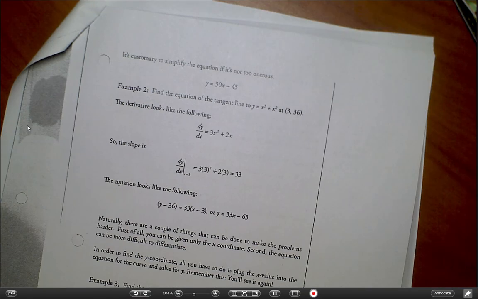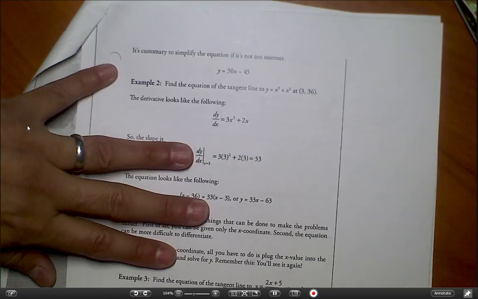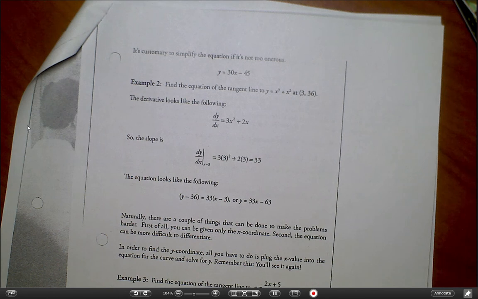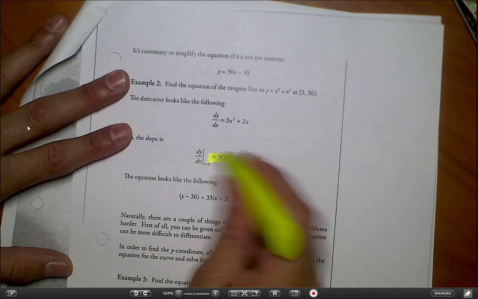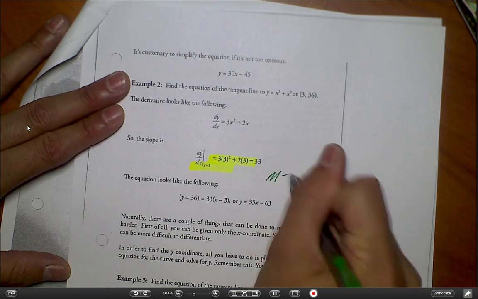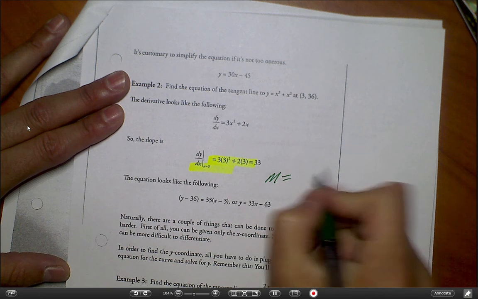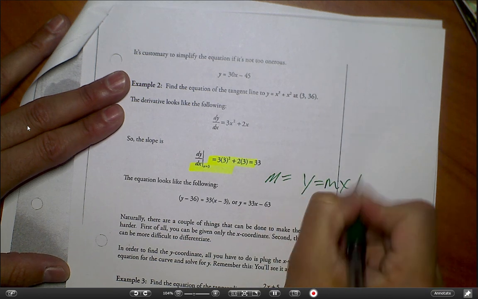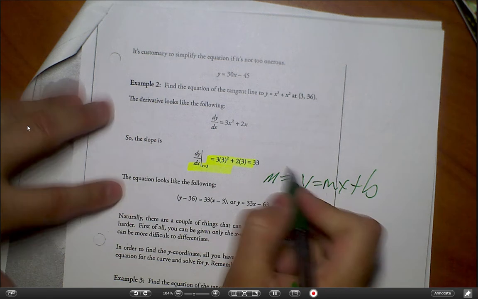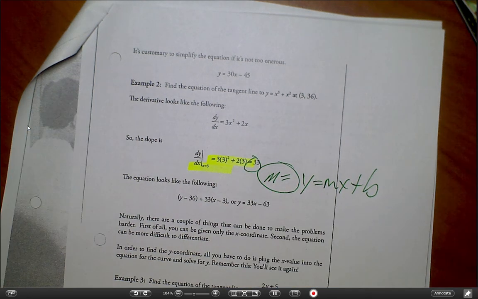All right, so one of the other ones that I'm trying to get to, equation of the tangent line. So now, basically we have to find the slope first by finding the derivative, then we plug in the point, find the derivative, plug in the point here, and that's just going to give me the slope. That is only going to be my m in my function of y equals mx plus b. That's all that is going to be.